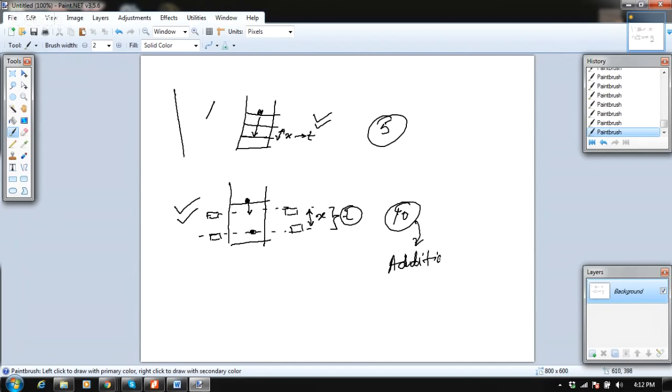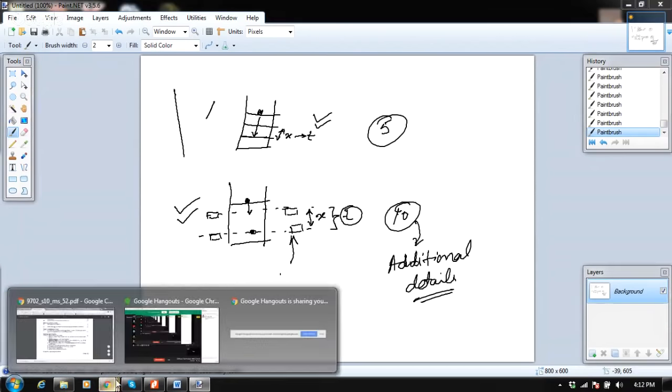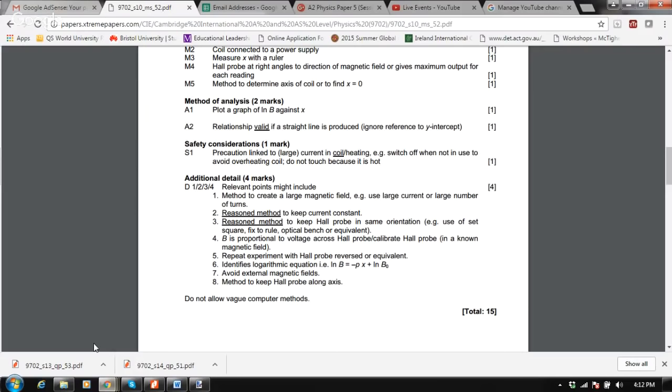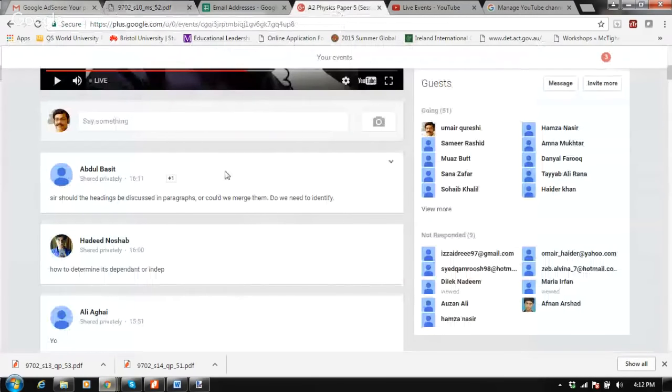So आप measurement उस method से भी कर सकते थे, but additional details को add करने का purpose ये है कि check ये करना है कि आपको और कितनी extra चीज़ों का पता है जो आप इस experiment में add कर सकते हैं. I hope that makes sense to you. Let's see if you have any questions.